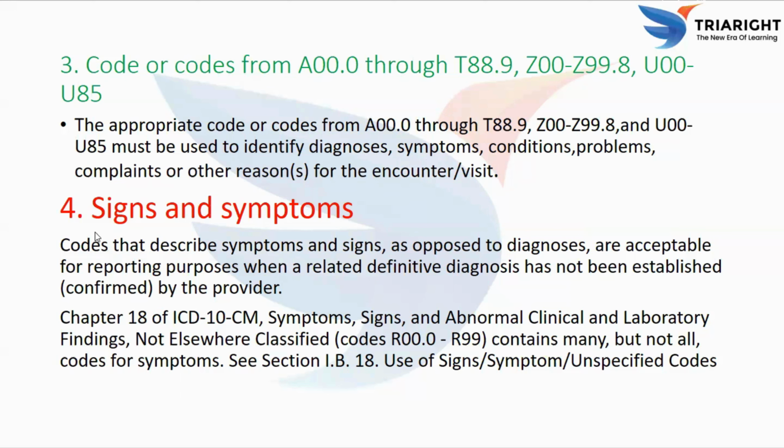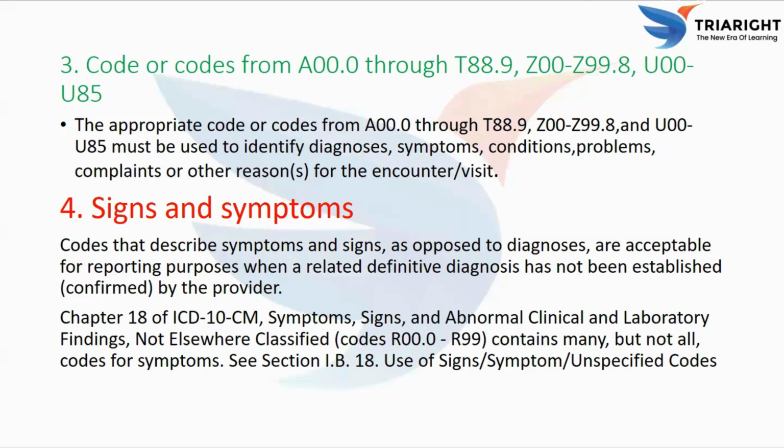The next important is signs and symptoms. What does it mean by signs and symptoms? If the exact diagnosis is not yet known, you can code the signs and symptoms instead. But these are temporary. These are temporary until the provider confirms the final diagnosis. For example, patient has a chest pain, but the cause isn't confirmed yet. So you have to code the R07.9 code, which is for chest pain unspecified.